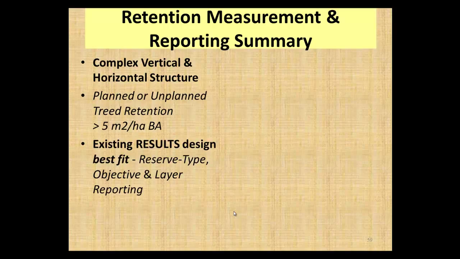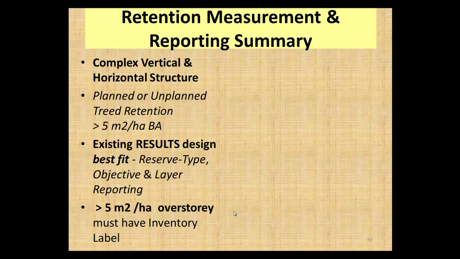So it's when that is left over in the overstory, this is where this guidance applies. We're using existing results design, best fit. Again, a little clunky, got to admit, but we're looking at reserve type, objective, and reporting of the layers into results in the categories that have been identified. Again, the 5 square meters has to be reported into results. That's a have to do in the inventory label, just the inventory label so far. What does it look like? We went through examples of that.